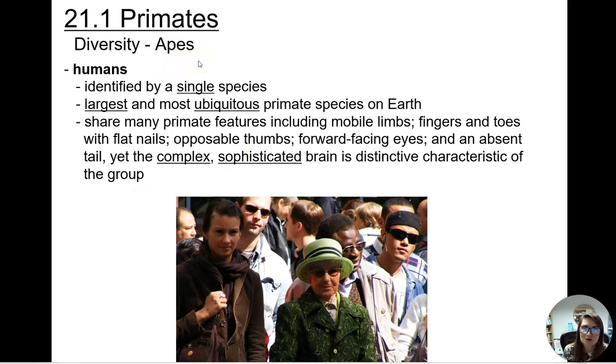Next, we go to us, the humans. We're identified by a single species. We're the largest and most ubiquitous primate on Earth. We share many primate features, including mobile limbs, fingers and toes with flat nails, opposable thumbs, forward-facing eyes, and absent tail. Yet, the complex, sophisticated brain is going to be distinctively characteristic of this group.